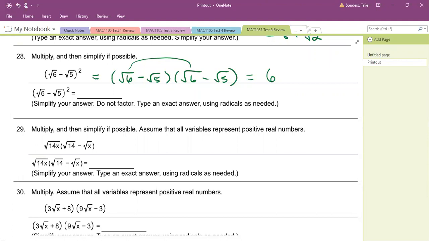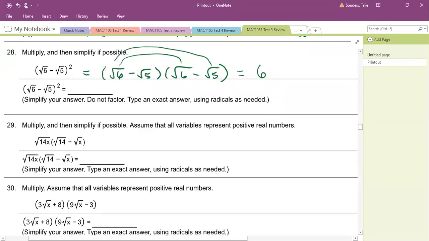Okay, so now let's do the outer term. What is the square root of 6 times negative square root of 5? Negative square root of 30. Good. 6 times 5 is 30. They're both underneath the radical, so you can multiply them together. Awesome. What about the inner term? Negative square root of 5 times square root of 6. It's the same, negative square root of 30.